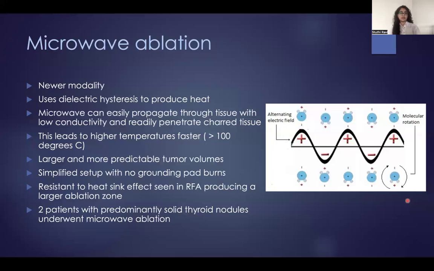So microwave ablation is a newer modality, and it uses dielectric hysteresis to produce heat. Microwave can easily propagate through the tissue with low conductivity and readily penetrate charred tissue. This leads to higher temperature faster and larger and more predictable tumor volumes. It also has a simplified setup with no grounding pad burns. It's also resistant to the heat sink effect seen in other thermal ablations like RFA, which produces a larger ablation zone. So 2 patients with predominantly solid thyroid nodules underwent microwave ablation.